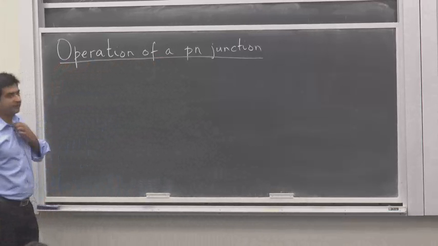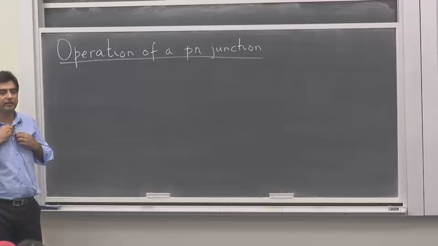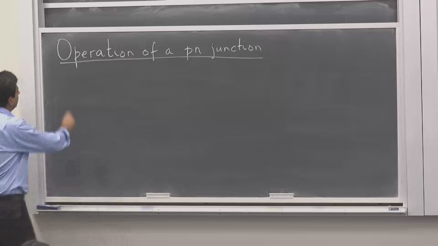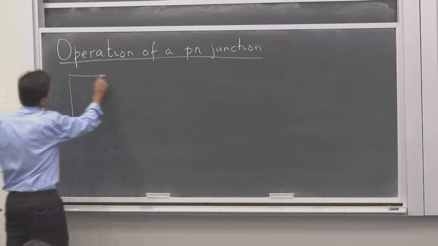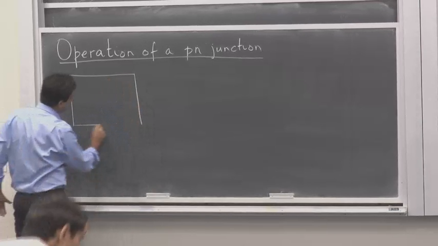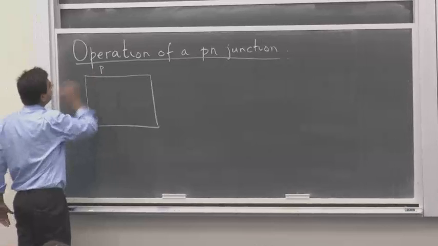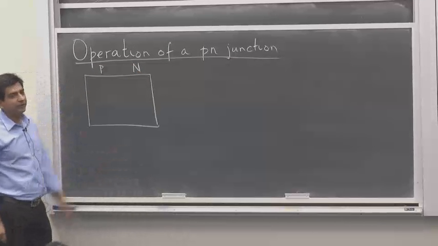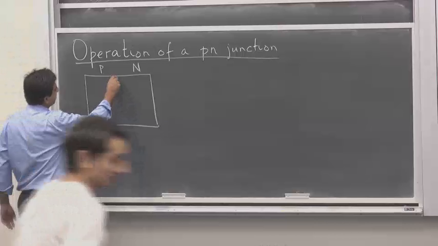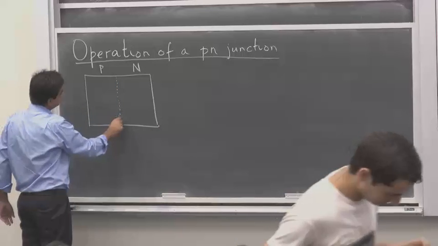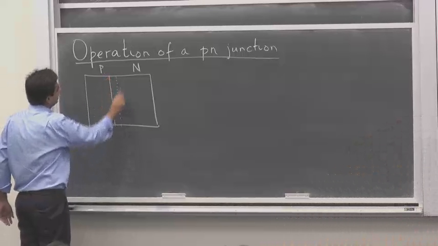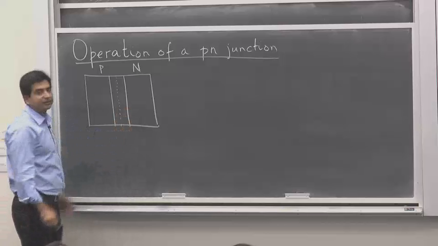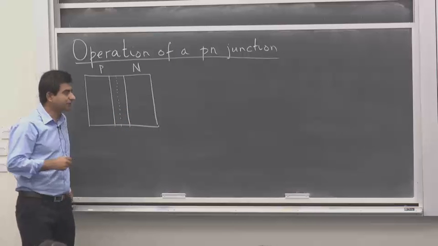Alright, so in the previous lecture we've already seen a p-n junction. And we finished our lecture at this point. We have a p-type crystal that is grown into an n-type crystal. There's a junction. There is a region outside the junction.